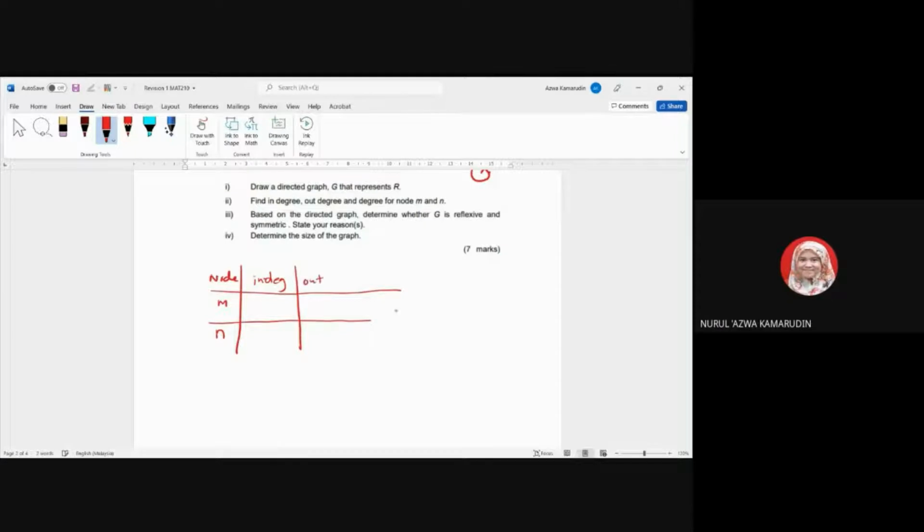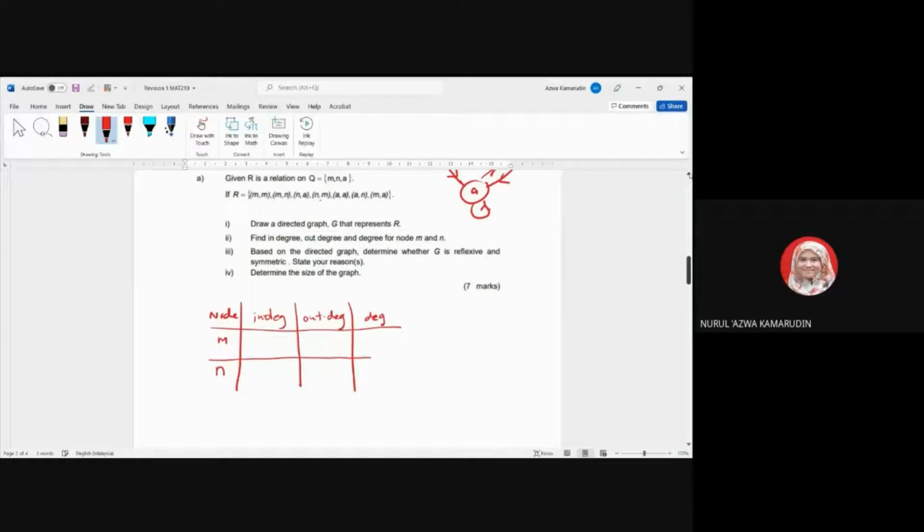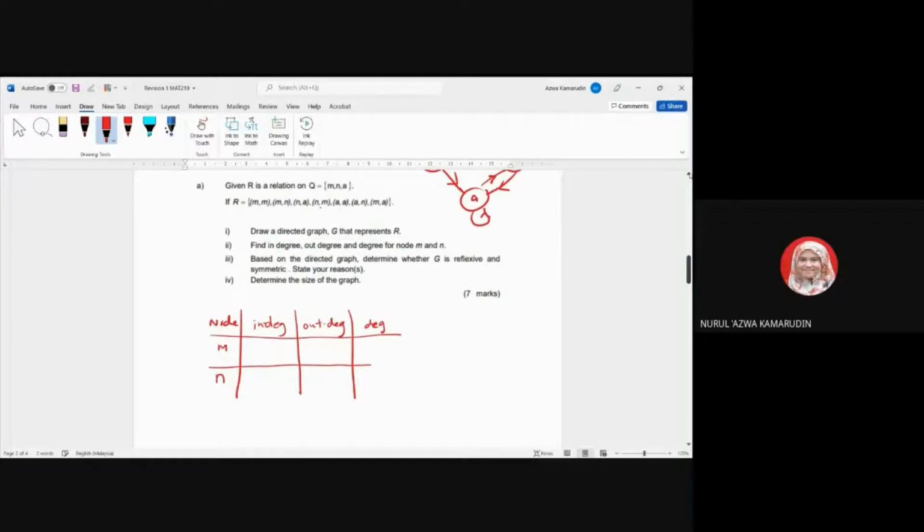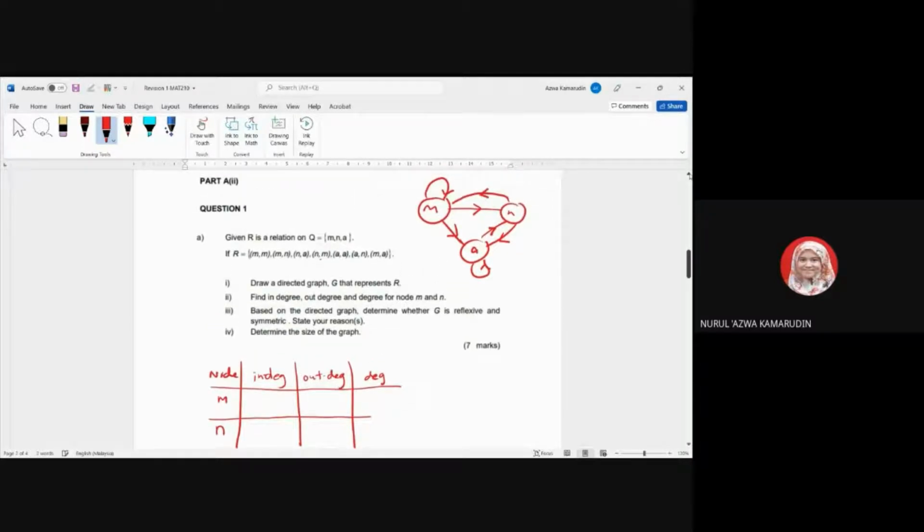Okay, out degree and also the degree. Okay, M. So in degree you kena check. Okay, so in degree, in kat sini ada 2. Okay, 2, out degree ada 1.